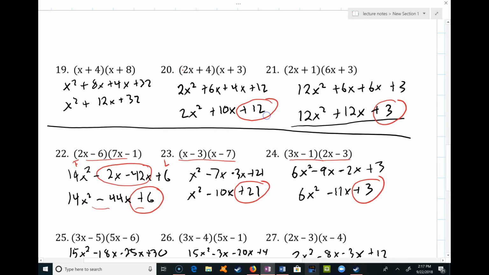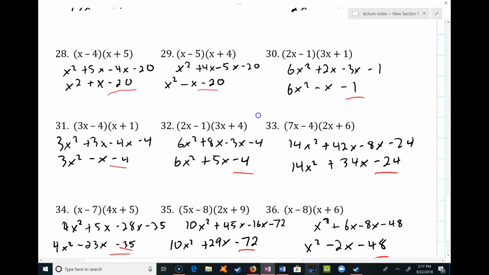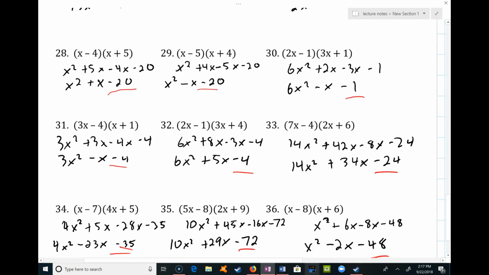If the last term is positive and the middle term is positive, that means both my binomials, or both my factors, have positives in them. But when we get down here, the last term is negative. That means they're going to be different signs, and there's nothing to indicate which one is which. Although you do notice that this is positive because the bigger of these two is positive.